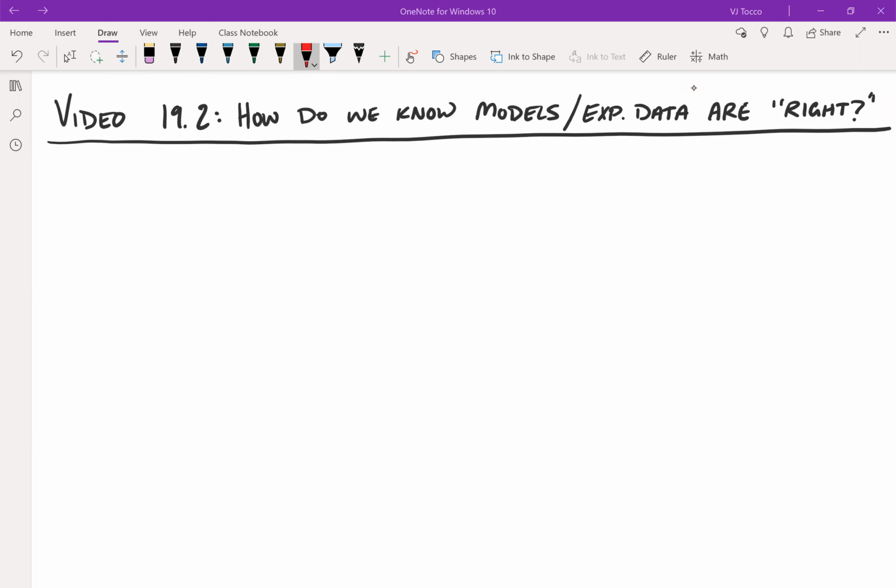Some models work best for some systems, while other models work best for others. With that in mind, you may be inspired one day to create your own thermodynamic model. When and if that happens, you might ask yourself, how do you know that the model that you created is right? And when I say right in this context, I mean, how do we know that it is thermodynamically consistent? That is what I mean by right in this context.